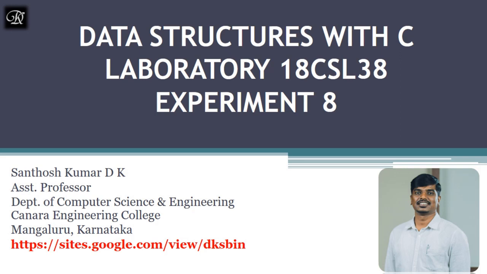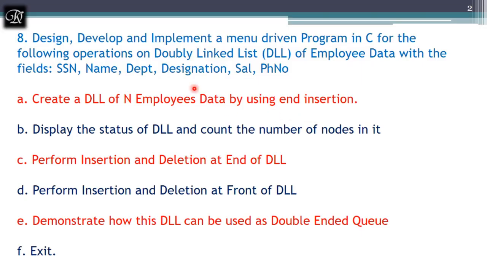Hi everyone. In this video, we are going to discuss experiment number 8. The experiment number 8 is about doubly linked list operations, where we are going to store the employee data, which consists of SSN, name, department, designation, salary, and phone number. The operations performed on this doubly linked list are creating a doubly linked list of n employees, displaying the status of the doubly linked list, and counting the number of nodes in it, insertion and deletion operations both at the end of the doubly linked list and at the front of the doubly linked list, finally demonstrating how the doubly linked list can be used as a double-ended queue.